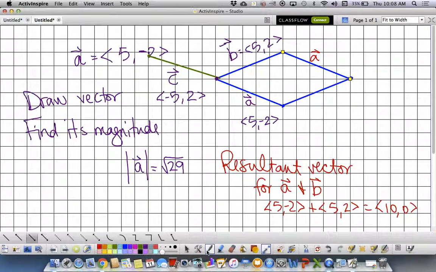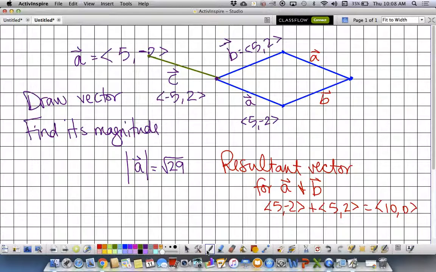And what do we have? A parallelogram. I have a parallelogram, and what is my resultant vector? 10, 0, which is the diagonal of this parallelogram. Yes. Okay, so we kind of tied into that last problem that we did in 7.3, which was a parallelogram problem. You had to find the length of both diagonals. So yeah, that's why we're doing this.